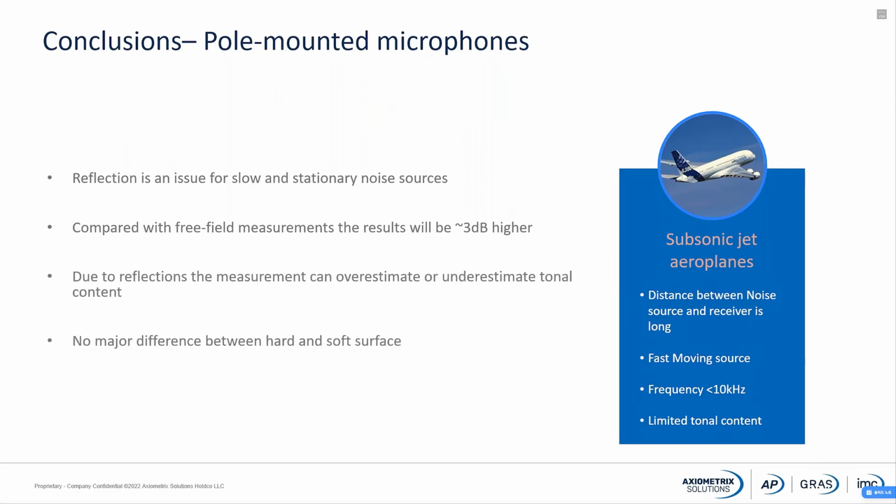We have some reflections, and therefore, if we are looking for tonal content, then it is a risk that we're overestimating or underestimating the frequency content. And we also found out that there are no major difference between hard or soft surface. So for subsonic jet airplanes, the first standard that was actually made for measuring from flying vehicles, this is a pretty good measurement because it is fitting with the characteristics of the noise from the aircraft.